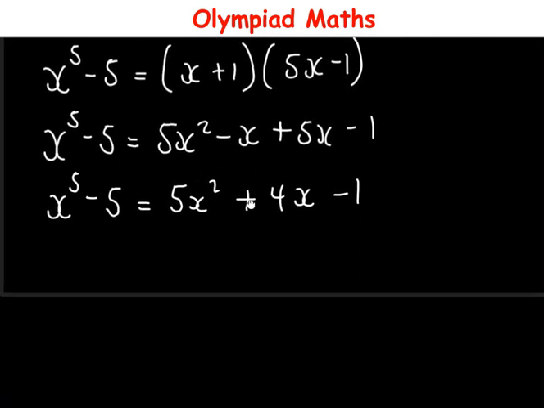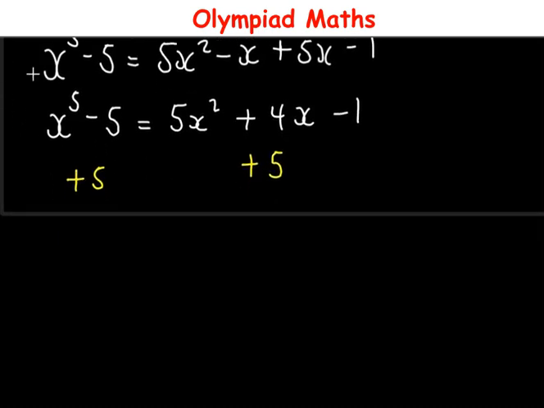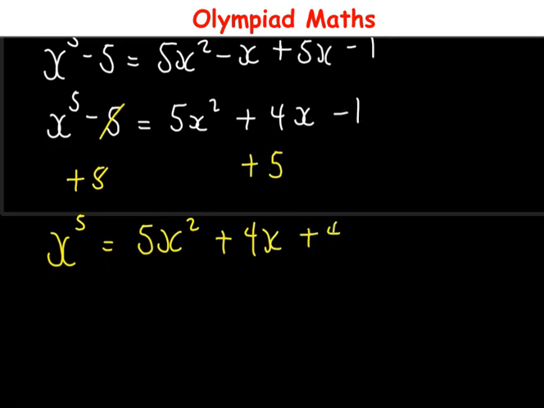At this junction, we are going to add plus 5 to both sides of the equation, such that we cancel minus 5, and we are left with x^5 equal to 5x^2 + 4x - 1 + 5, which is plus 4.